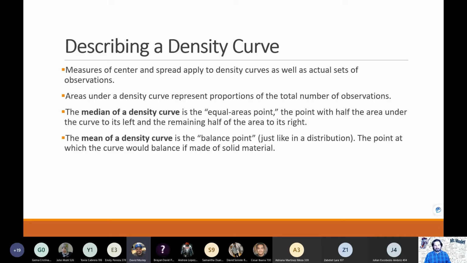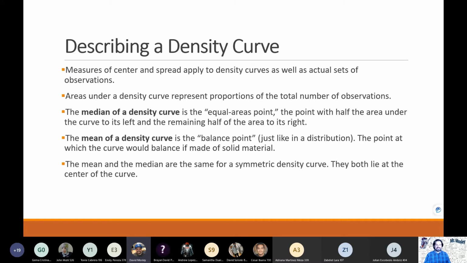The mean of a density curve is the balance point, just like in a distribution. The point at which the curve would balance if made of solid material. So the median is the equal areas point. The mean is the balance point.